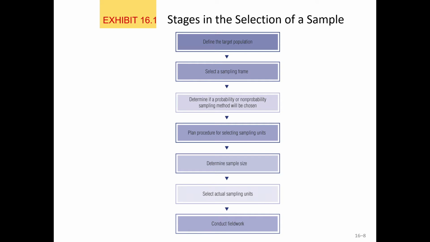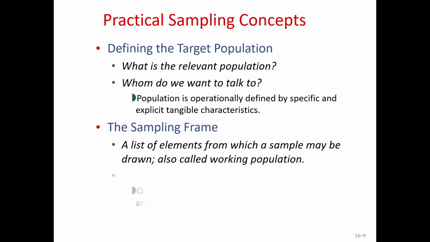Now, these are the stages in the selection of a sample. We need first to define the target population, select the sampling frame, determine the probability or non-probability sampling method that we're going to choose, plan the procedures, determine the size, then select the actual sampling units, and in the end we need to conduct the field work. And we're going to go slowly through all of these.